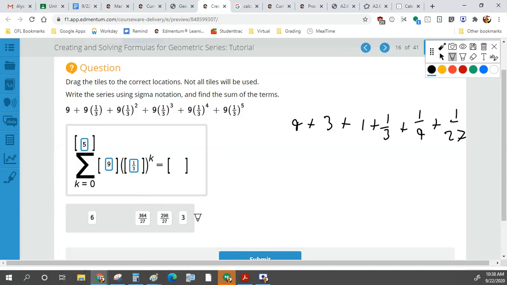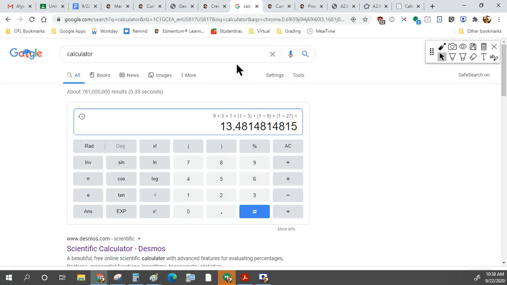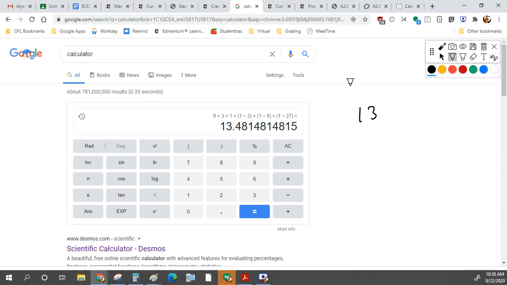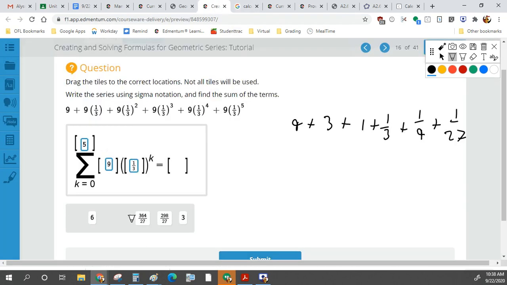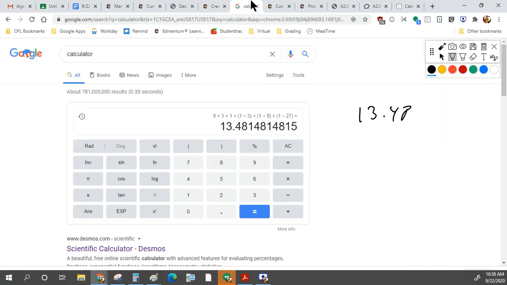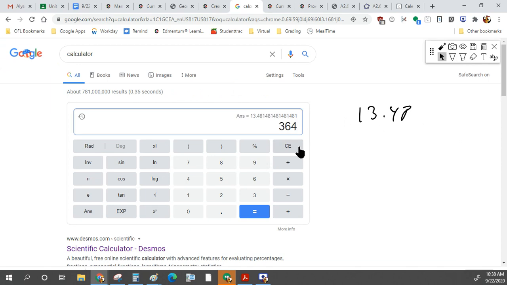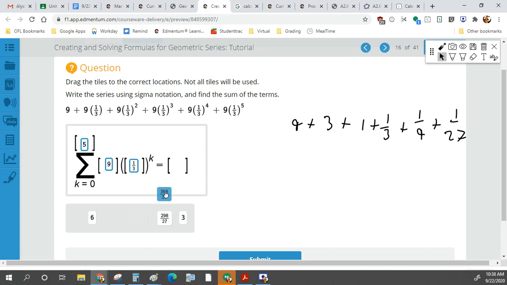But I didn't trick you guys. Here's what you do. If you're ever stuck on the test, I've let you guys use calculator, so it's fine. So we're just going to write this down somewhere. 13.48. And what I'm going to do to make this easier is try these 2 points out. 364 divided by 27. Let's try this out. 364 divided by 27. Look, it's the same answer. So that's how you can answer a question using a calculator.